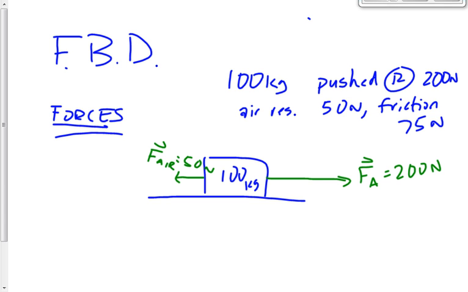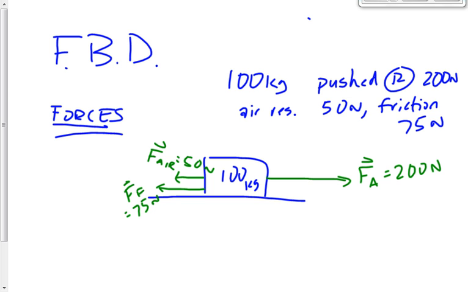And we want to draw it approximately a quarter of the length of FA because it's 50 newtons as compared to 200. If you don't get that length perfect, that's okay. Okay, just do your best, kind of eyeball it. You don't need to take out a ruler and measure it. Friction is 75 newtons, so it's a bit bigger than air resistance. Which way is it going to act? If it's moving to the right, Travis, friction is going to be to the left. So let's draw in the force of friction. We'll call that FF is 75 newtons.